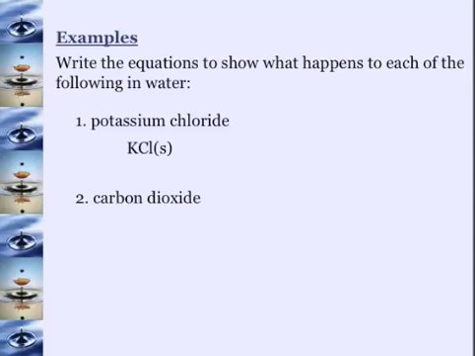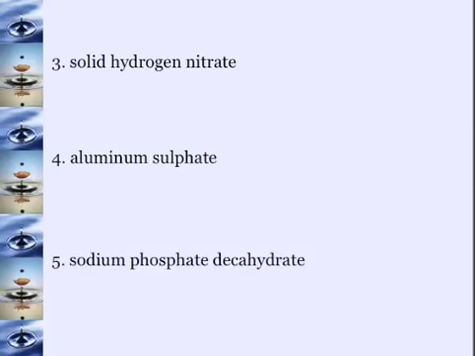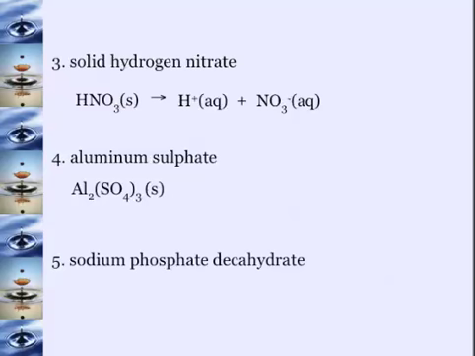in water. So we have potassium chloride. Potassium chloride is ionic and it's going to break down into potassium and chloride ions. Carbon dioxide does dissolve in water and it just forms an aqueous solution. Solid hydrogen nitrate forms hydrogen ions and nitrate ions. Aluminum sulfate is a solid that breaks down into aluminum and sulfate ions.